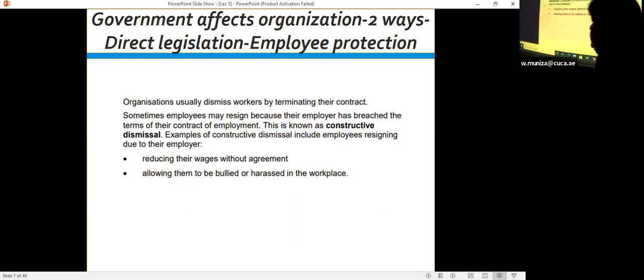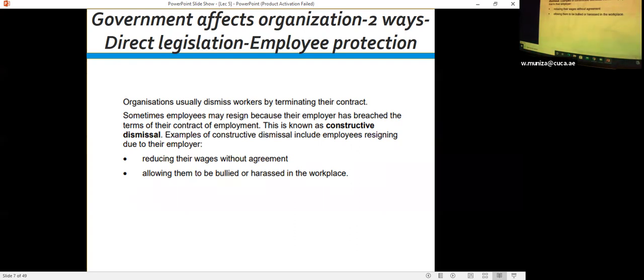So what they say, let's read again. Sometimes employees may resign because their employer has breached. The meaning of breached is not following. Breached the terms of their contract of employment. This is known as constructive dismissal.